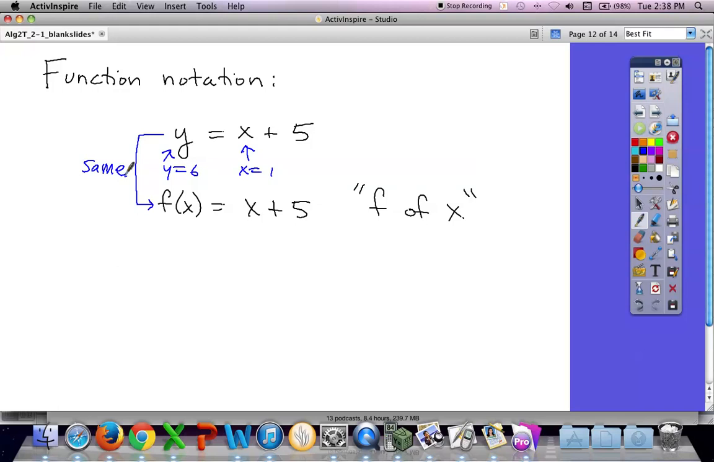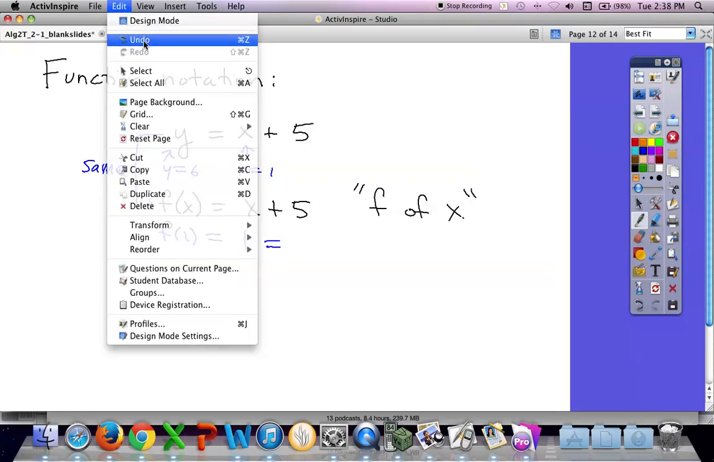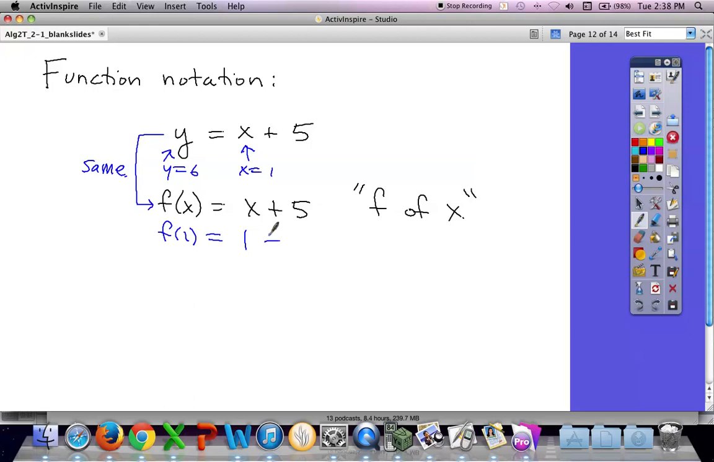Okay, now if I wanted to find the function value at x equals 1, I would write it like this. F of 1 equals. And then I would put in the place of x 1. Oops, that's wrong. 1 plus 5 equals 6. So f of 1 equals 6. Whatever is in the place of x here goes in the place of x here.